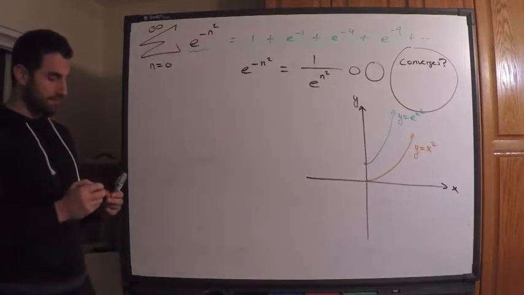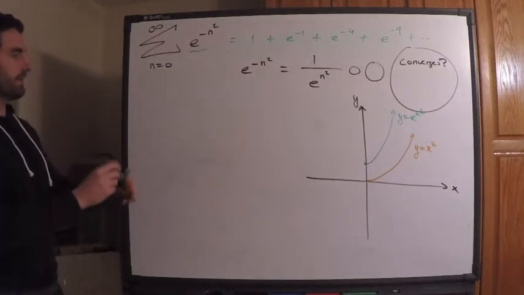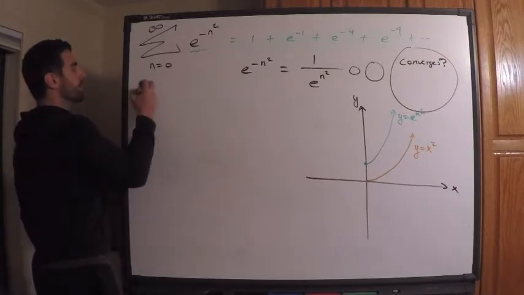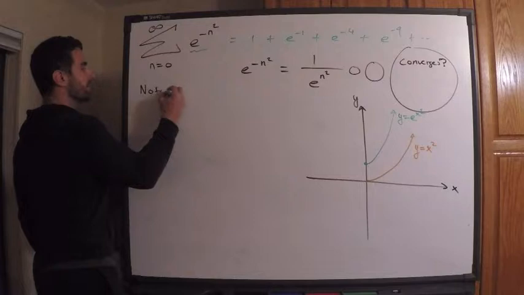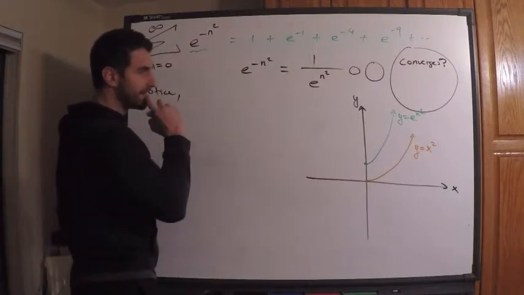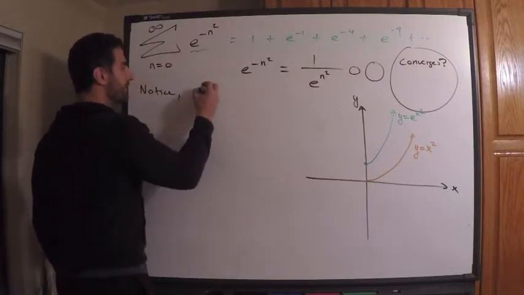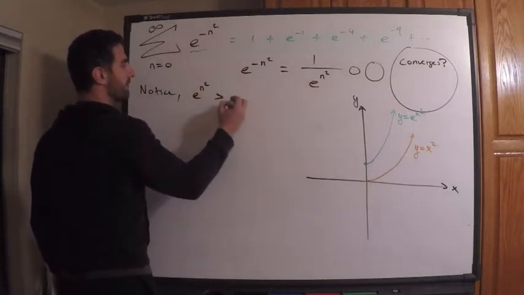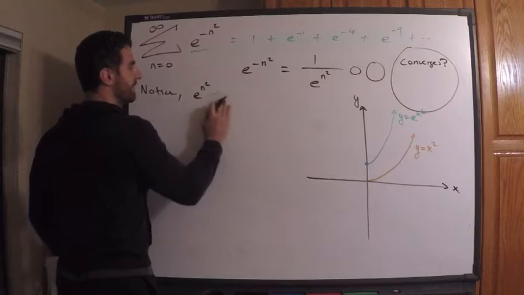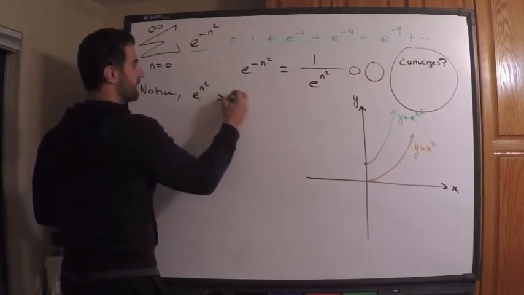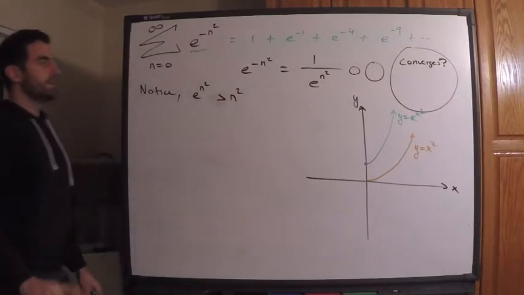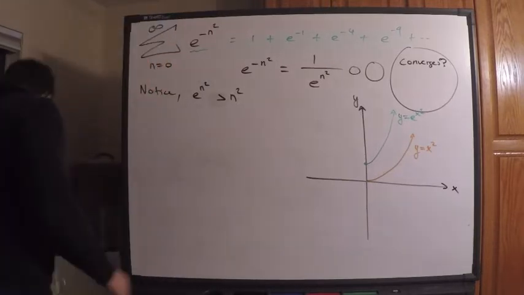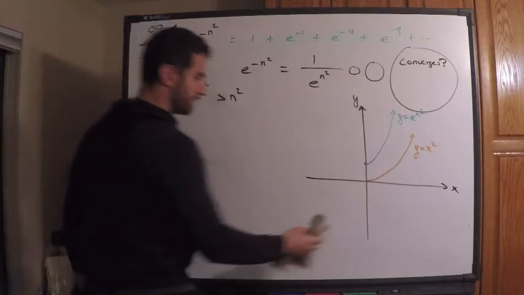Now what I want to say is the following. This is the comparison I want to make. So notice that e to the n squared is strictly greater than n squared. Now, as I mentioned, if you're not convinced by this, you can do something else. Here's another way to convince yourself.